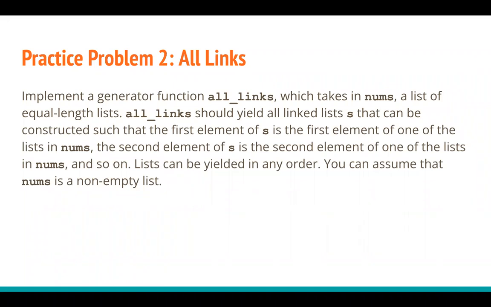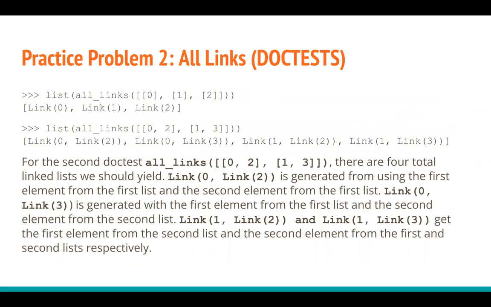So let's take a look. This is a question where taking a look at the doc tests can be really big help. So let's look at that. For the second doc test, all links 0, 2, 1, 3, there are 4 total linked lists we should yield. So the first list is link 0 and then link 2. That's generated from using the first element from the first list and then the second element from the first list. Link 0, link 3 is generated with the first element from the first list and the second element from the second list. Link 1, link 2, and link 1, link 3 get the first element from the second list and the second element from the first and second lists respectively.